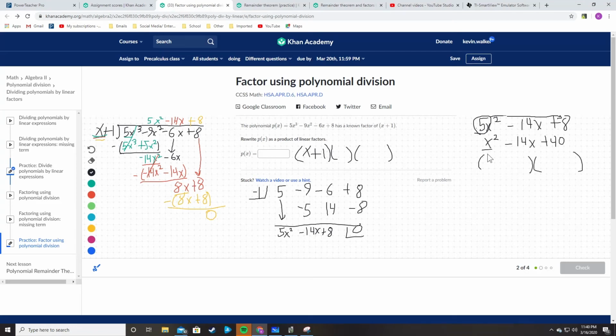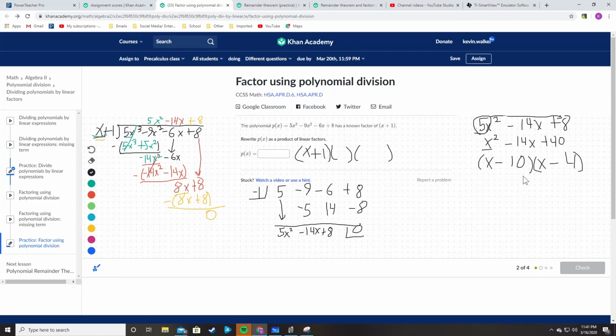So we know that the factors of x squared are x and x. The factors of +40 that add up to -14, that means both of these have to be negative, because we know a negative times a negative gives me a positive. And that means that when we go through and do the math, we're looking for +40. So that means that we got -10 and -4.